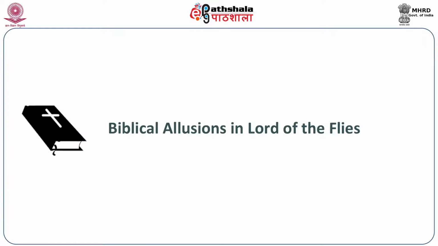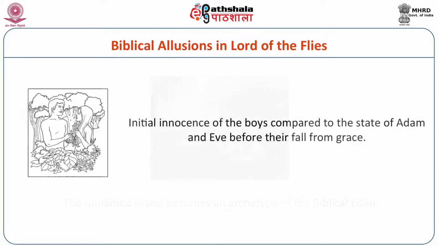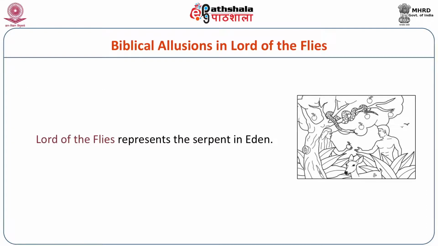Now, let us look at the biblical allusions, references that you have in the novel. The indications, I think, are all there if you've been looking at this text a little carefully. There is this unnamed island. You might say that it is an archetype of the biblical Eden, the Garden of Eden. The boys, when you see them, initially are very innocent. They are in a state that is comparable to that of Adam and Eve before their fall from grace. Lord of the Flies represents perhaps the serpent in Eden, the tempter.